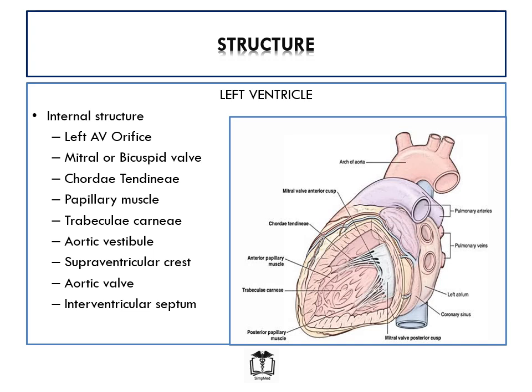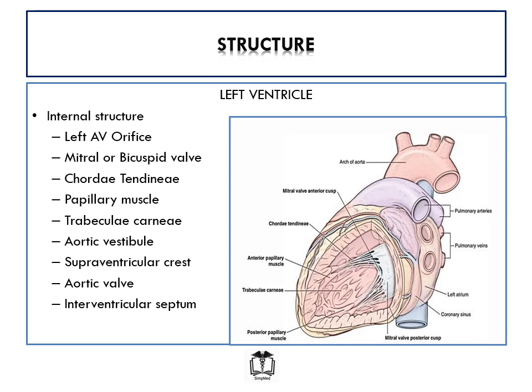When we dissect the left ventricle and look into it, we see a number of structures very similar to what we see on the right side. This includes structures like the left atrioventricular orifice, the mitral or bicuspid valve, the chordae tendineae and papillary muscles, trabeculae carneae, aortic vestibule, supraventricular crest, and the aortic valve and interventricular septum. So these are all structures that are very similar in function and in feature to those found in the right ventricle.